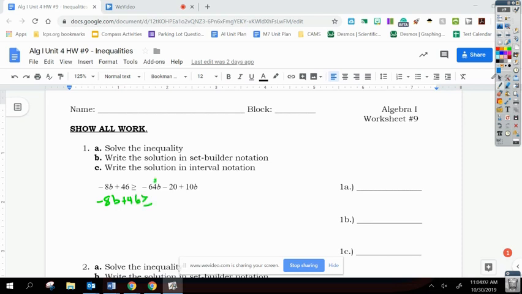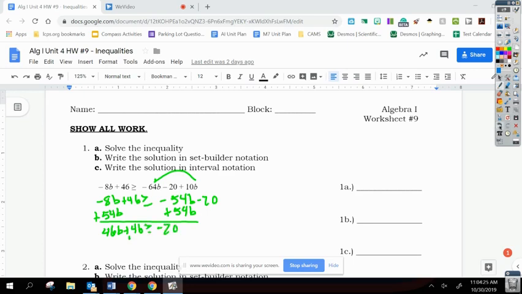On the right-hand side, we have to combine these like terms. It's negative 54b minus 20. Now we have variables on both sides. I'm going to make things easy for myself. Add 54b to both sides. This is called the addition property of inequality. We have 46b plus 46 is greater than or equal to negative 20.